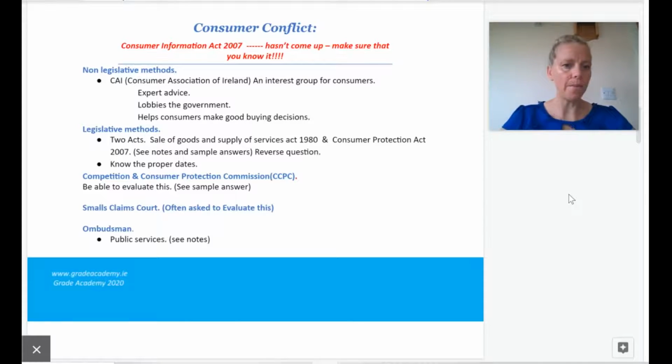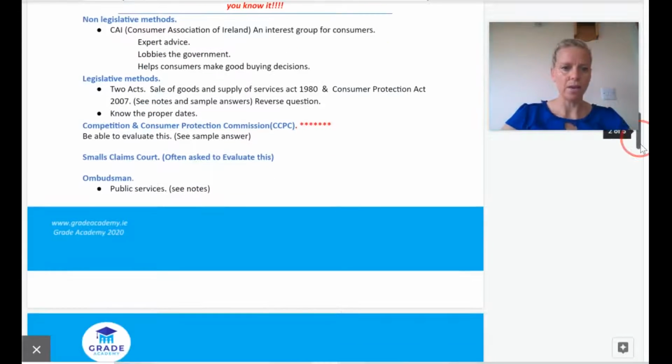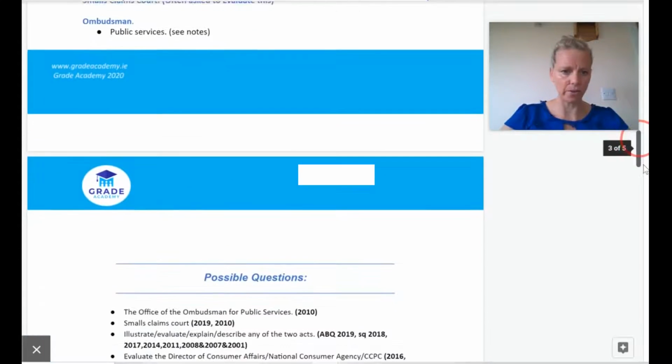Okay. The Ombudsman. So the last time the Ombudsman came up, it was the Ombudsman for Public Services. So again, I've given you notes there in that. So that will be our government bodies, our HSE. If somebody has a problem with any of the above, then they can go to the Ombudsman. So it will ask you, what are the functions of the Ombudsman. So have a look down through the notes there. And I've given you some quite good notes on that section, because it's something that does feature. The students don't tend to answer it very well.